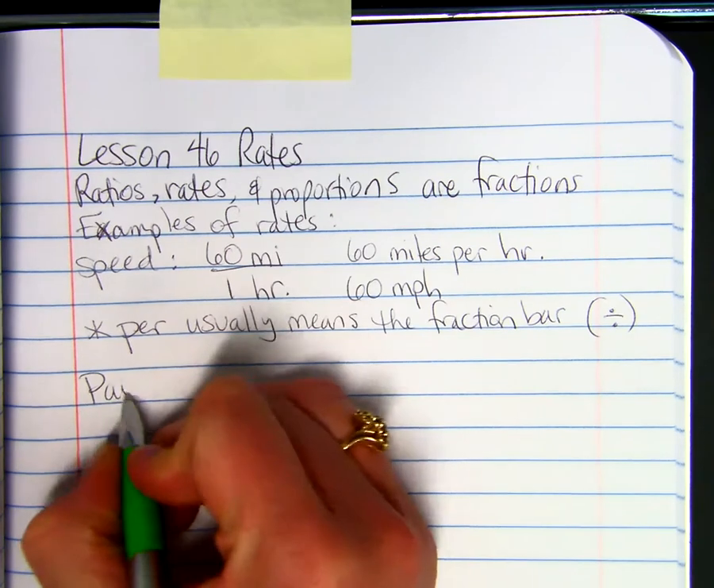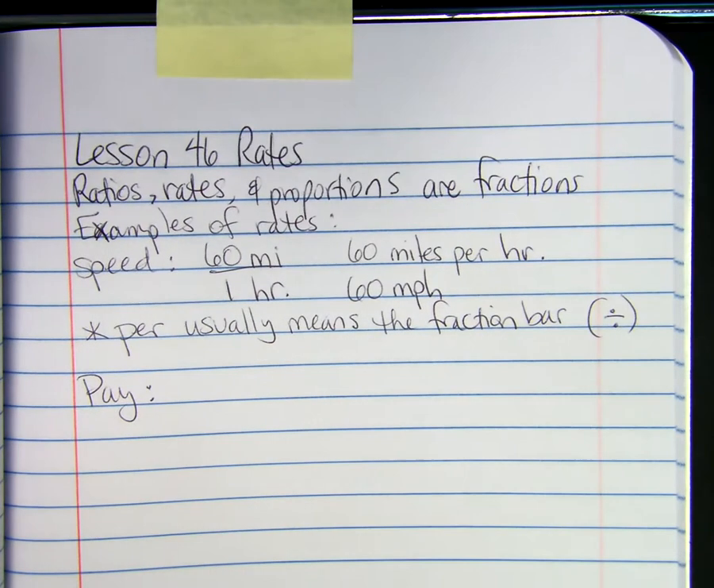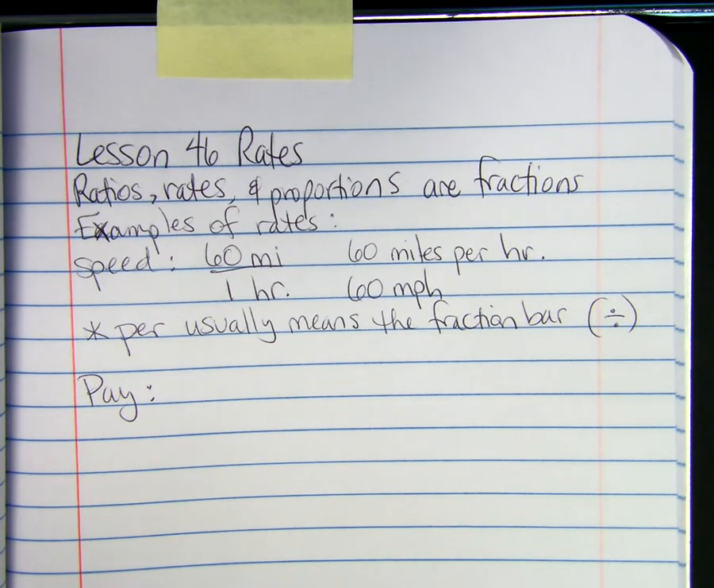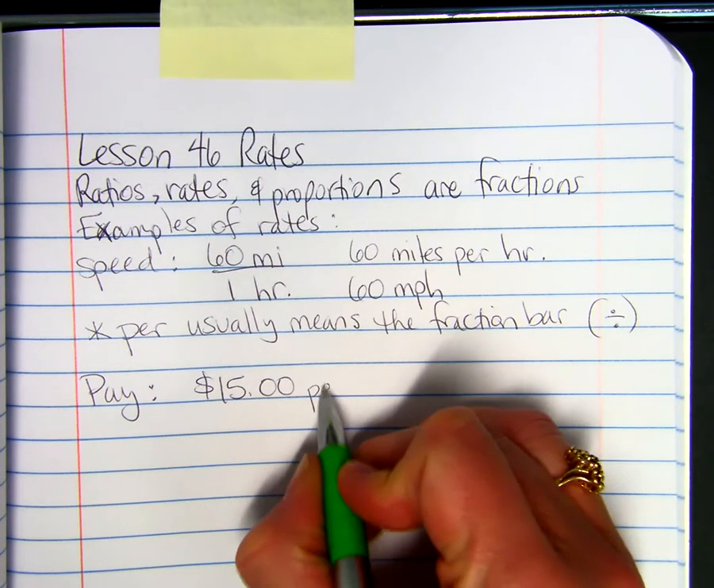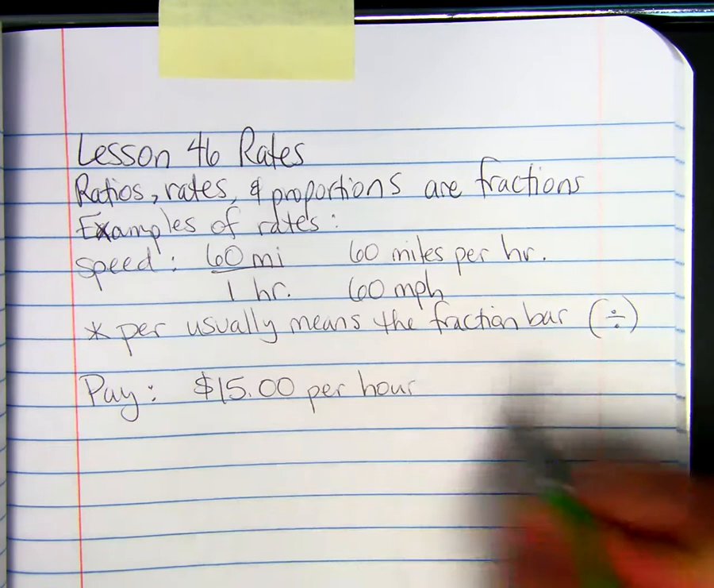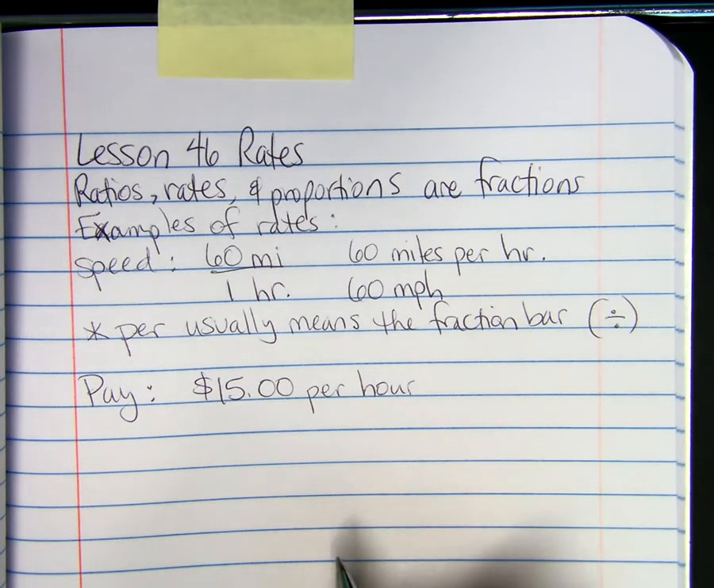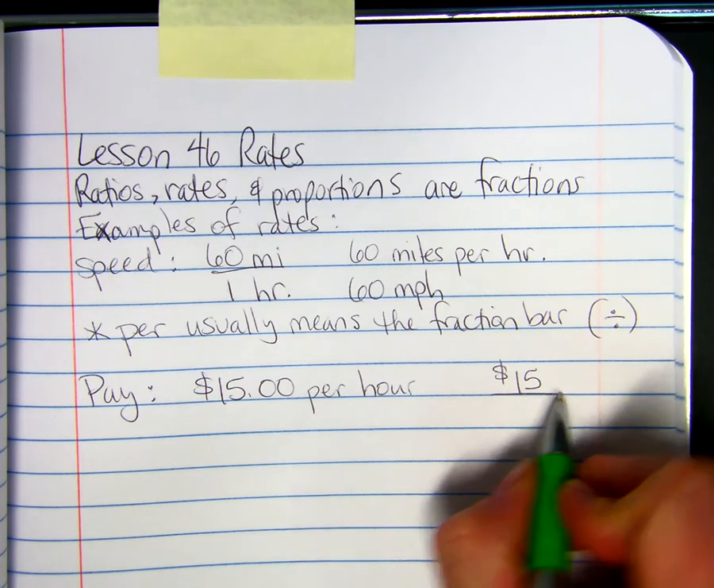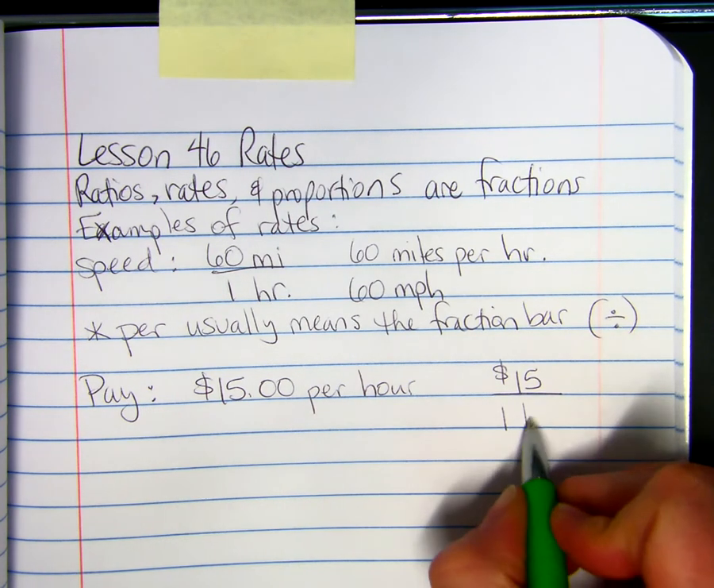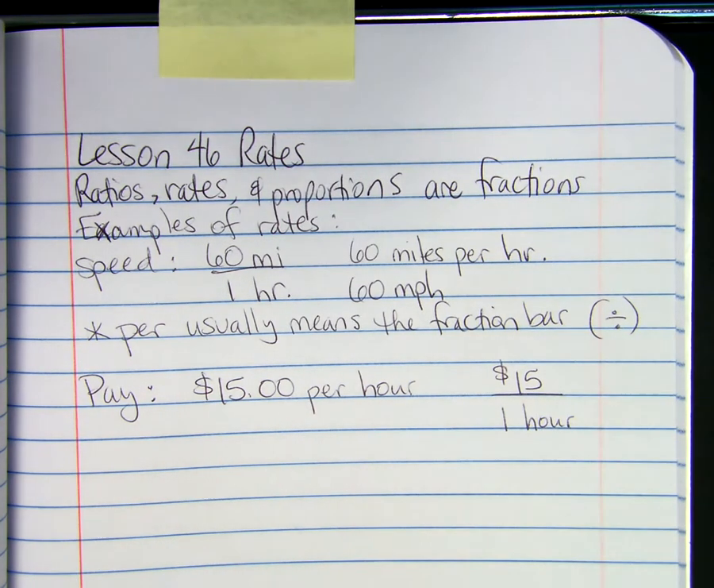So here's another rate, would be pay. So if you have a job and you get paid $15 per hour, as a fraction, it would look like $15, and then the fraction bar, there's your word per, 1 hour.